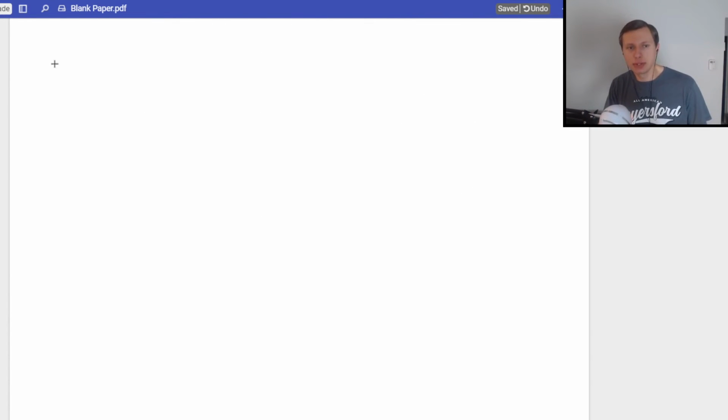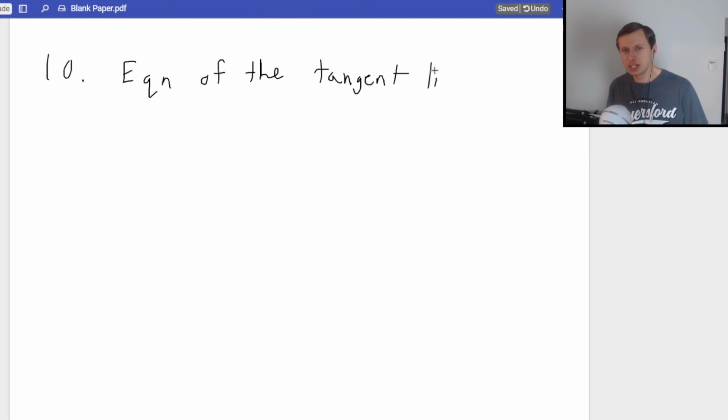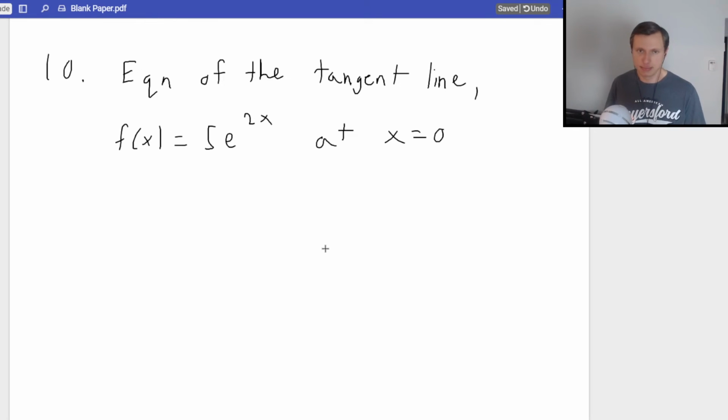It's a similar problem, but it's a new twist on an old classic. I want to find the equation of the tangent line, everyone's favorite question. Equation of the tangent line given f of x equals 5e to the 2x at x equals 0. A lot of you are terrible at these questions, and it really amazes me because we've been doing it for so long. But if you don't know it, that's okay. I'll just make fun of you now, and then I don't have to make fun of you by the end of tonight.